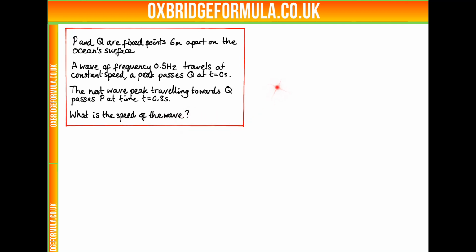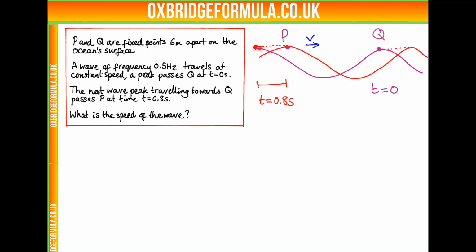It would be good to draw the setup of what is happening here. At t equals 0 seconds we have this wave, and then we have another peak which has not yet even reached P. At t equals 0.8 seconds it will have moved so that it has reached P, wherever it may have been beforehand. So how is any of this information useful in calculating the speed of the wave?